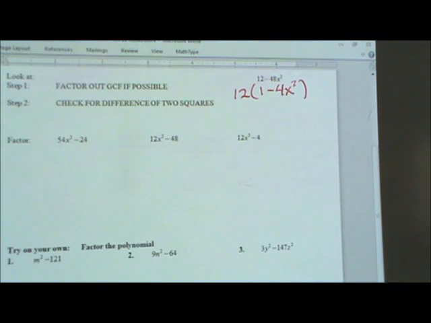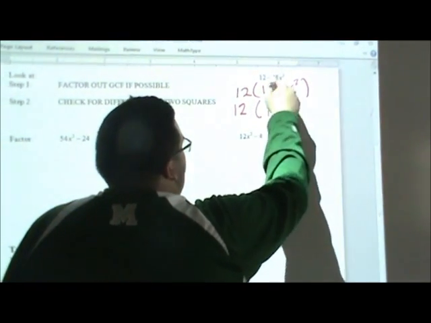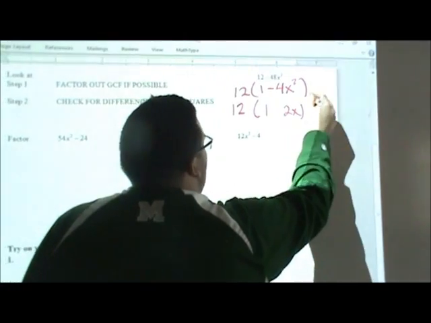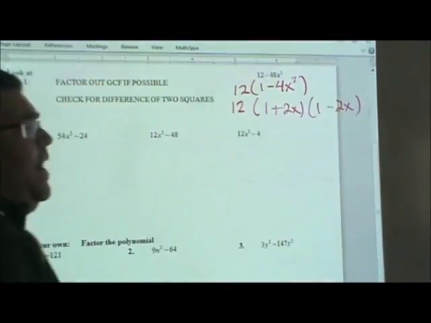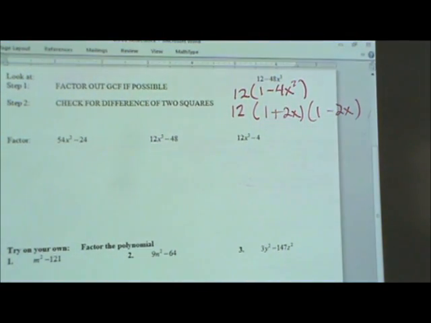We got to double check that parenthesis and say, is that now the difference of two perfect squares? Well, 1 minus 4x squared. 1 is a perfect square. We got subtraction, and 4x squared is a perfect square. So the 12 will stay out front. And the square root of 1 is 1. The square root of 4x squared is 2x. So we got a 1 plus 2x and a 1 minus 2x. And we've successfully factored that.